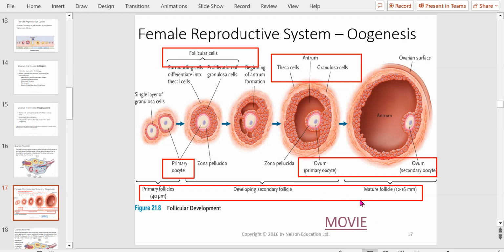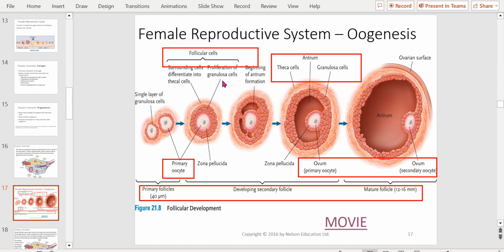So hopefully you've had a chance to see the movie. The movie's great. It goes through exactly what we're talking about here. So when a primary follicle, you'll see a single layer of these granulosa cells. And then we move on, you'll see these granulosa cells develop until we get what's called the zona pellucida.